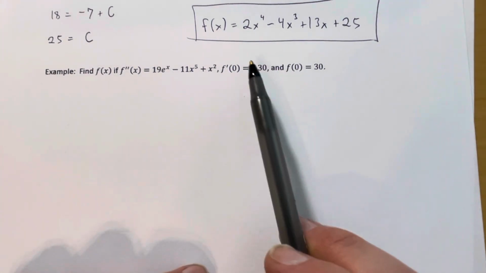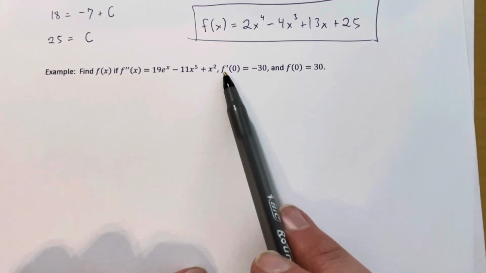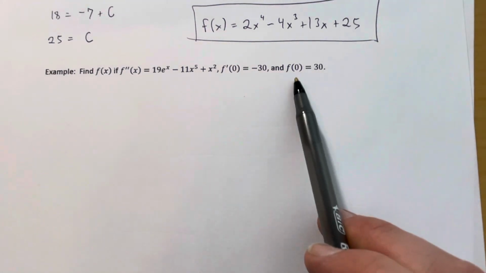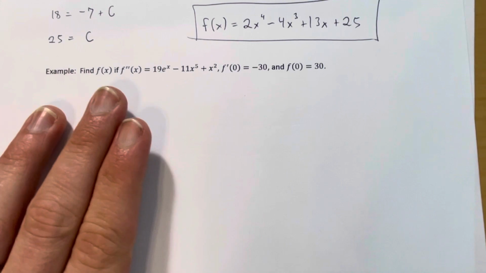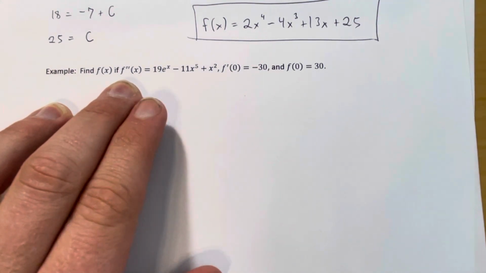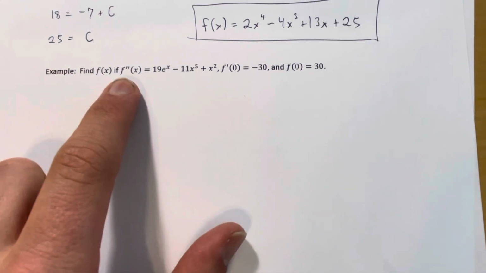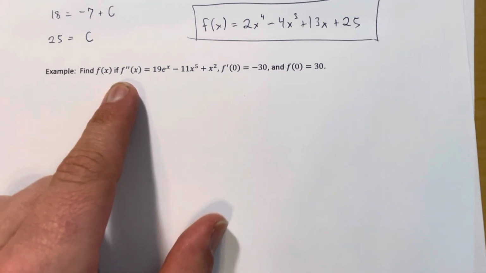And I'm given more information. I'm given some information about f prime, specifically that f prime of 0 is negative 30, and I'm given some information about f of 0 is 30. These are both together called initial conditions as well. So what we're going to do is start by finding f prime. Remember, the derivative of f prime is f double prime. So working that in reverse, the antiderivative of f double prime would just be f prime.